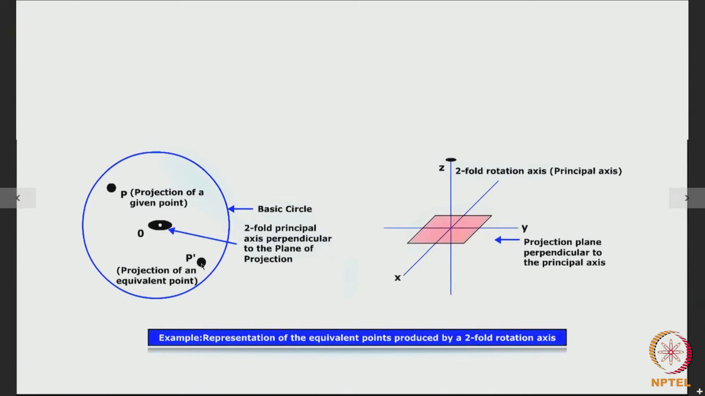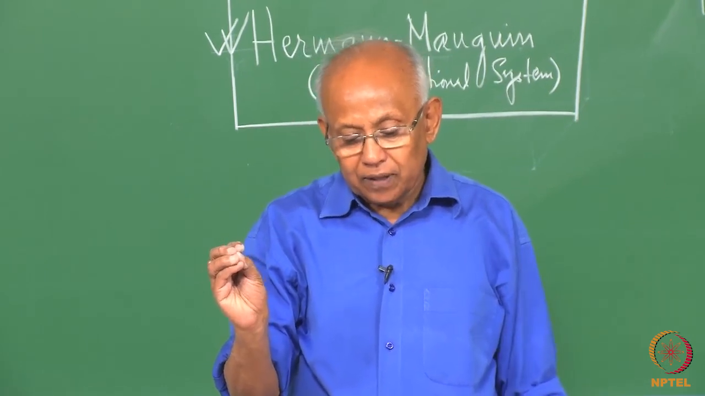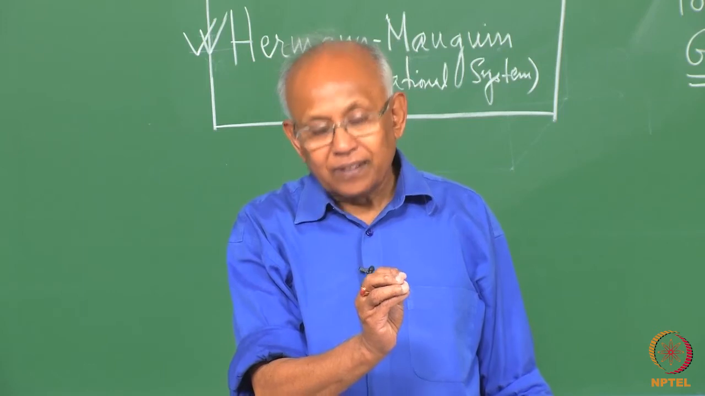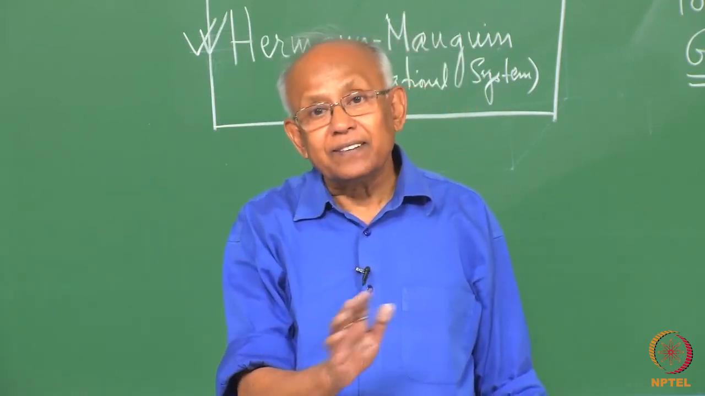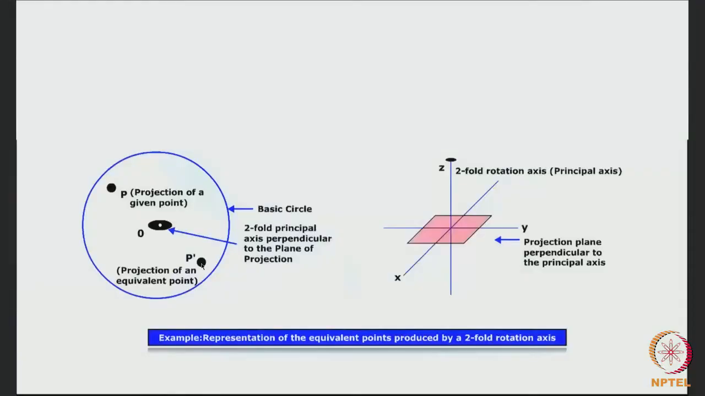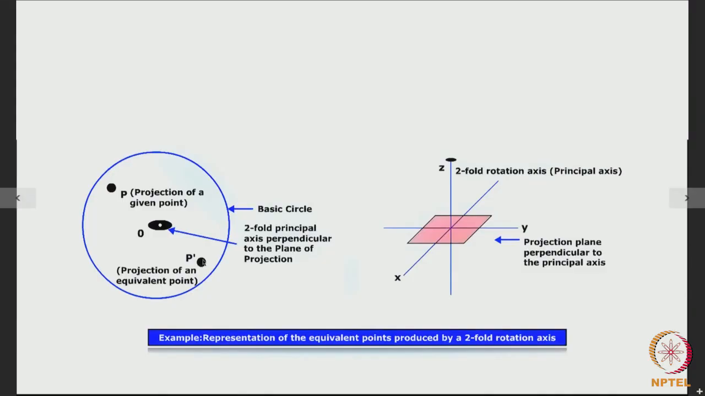Now, since the rotor is in the z direction, when you take a point and use the twofold rotation axis to act as a rotor, this given point will produce another point. And since the rotor is in the z direction, the xy coordinates of the given point and the point which is produced are the same. That means the point and the equivalent point produced out of it are at the same level. So if this is the projection of a given point, this is the projection of an equivalent point. If the point produced by the action of the rotor is at a different level, then instead of a closed circle, we represent it by an open circle, as will be clear pretty soon.